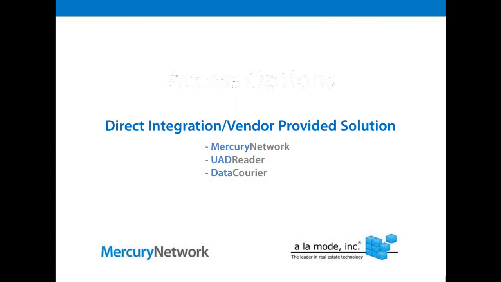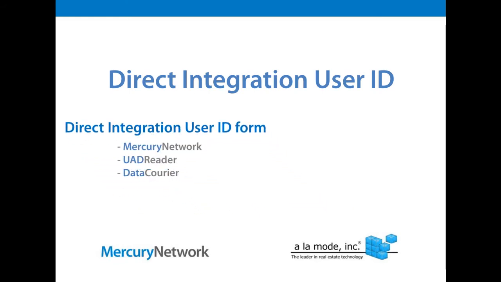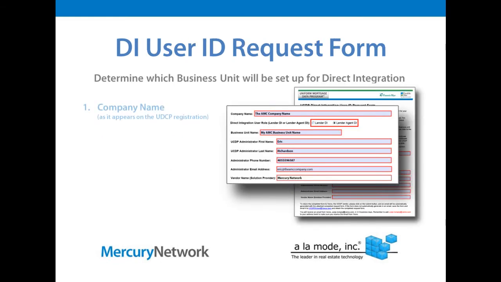Once all of these steps have been satisfied, you'll now register for your direct integration user ID. The first thing that you're going to want to do is refer to your lender admin information to get the login information that you'll need. The second, the DI user is going to be set up with a specific business unit, so you'll need to know the name of the business unit when filling out the request form. But here are the overall steps.